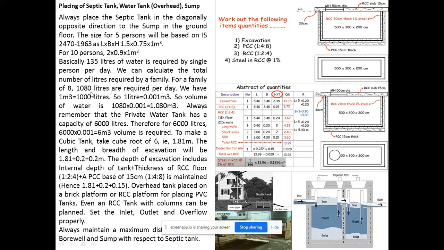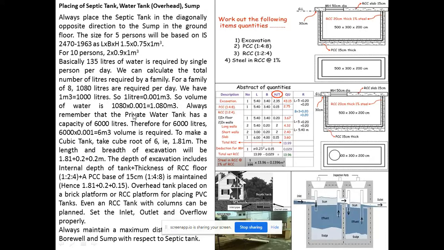For a family of 8, let's say 1080 liters are required per day. We have 1 meter cube as 1000 liters, so 1 liter equals 0.001 meter cube. So the volume of water is 1.08 meter cube.